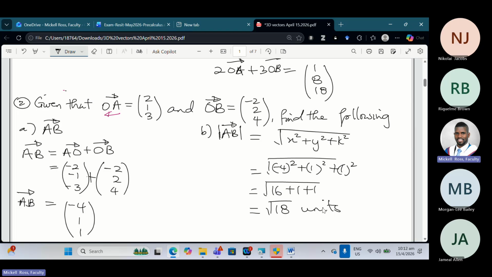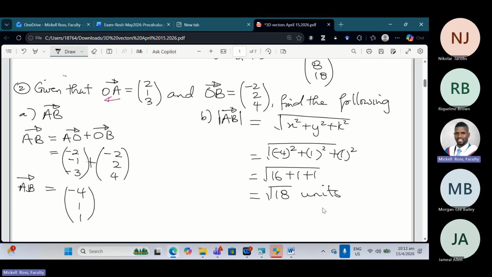So you can leave it as the square root of 18 units, or, if you're in the exam and you have a calculator, you can just put in the square root of 18 and see what you get, 4 point something. Remember, you have to practice using a calculator for these things. So it's 4.24 units to 2 decimal places. So that would be the length of the vector. Remember, the magnitude of the vector is simply making reference to the length or the size of the vector, all right? Bear that in mind.